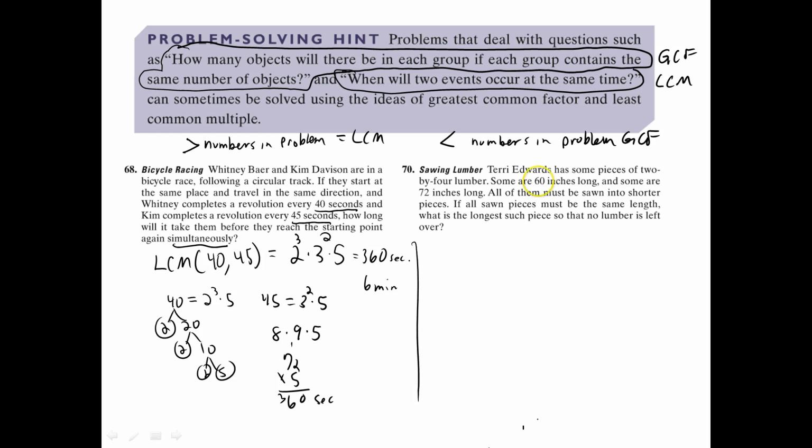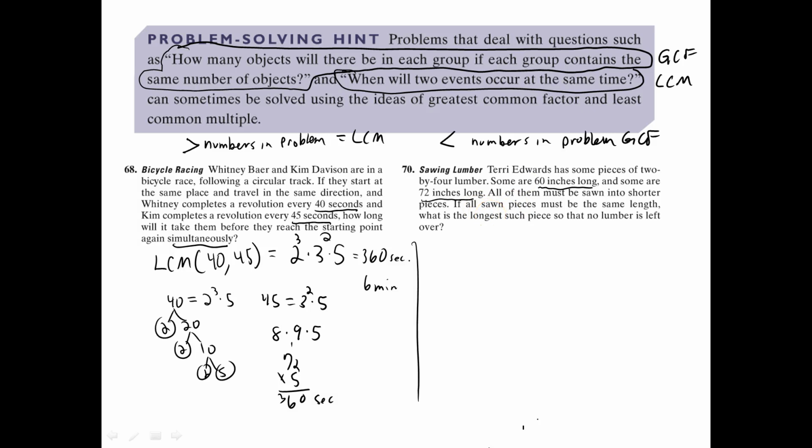The next problem says this person, Terry, is cutting. They have two pieces of 2x4s. One is 60 inches long and one is 72 inches long. And they're going to cut it so that it's going to be in shorter pieces. If they do this, and they all must be the same length, then what's the longest that the shorter pieces could be? And we don't want any leftovers.